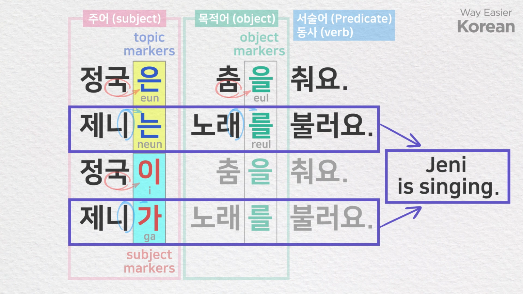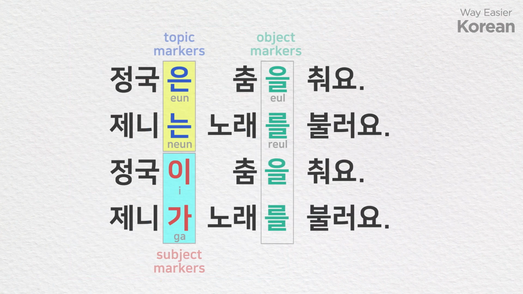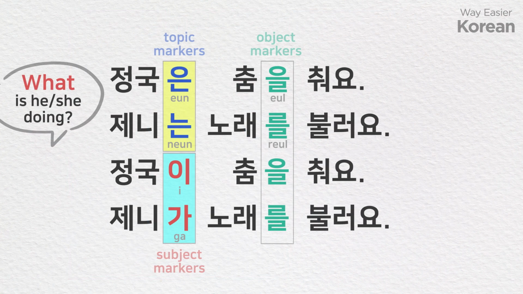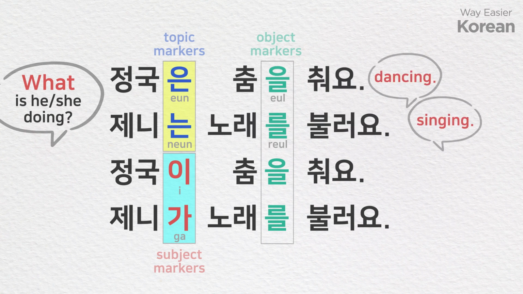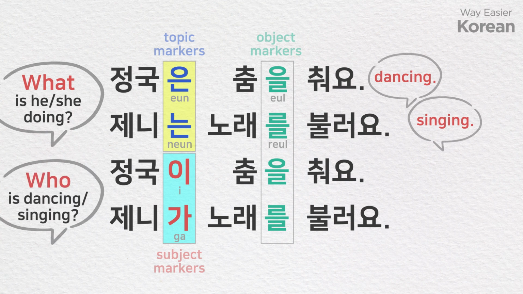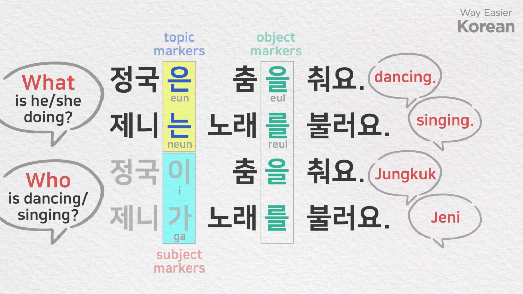If you're confused about which particle to use when speaking Korean, think about what the question was. 은, 는 sentences are used in response to what is he or she doing, and are used to emphasize what the person is doing. 이, 가 sentences are used in response to who is dancing or singing, and are used to emphasize who is doing it. 은, 는 is also often used when explaining simple information.